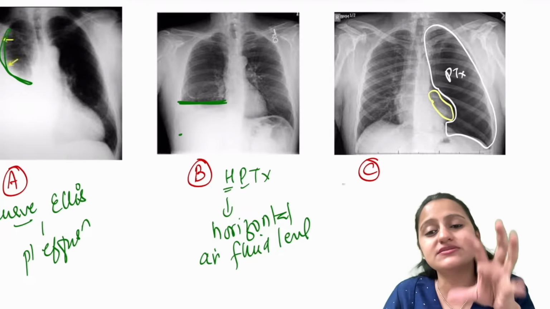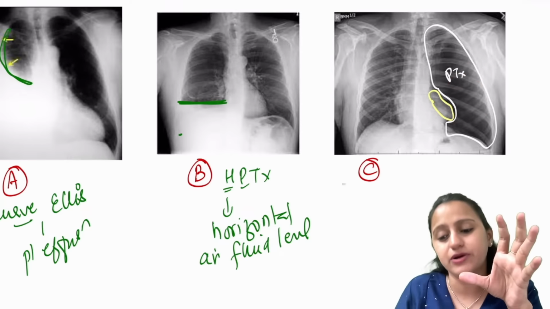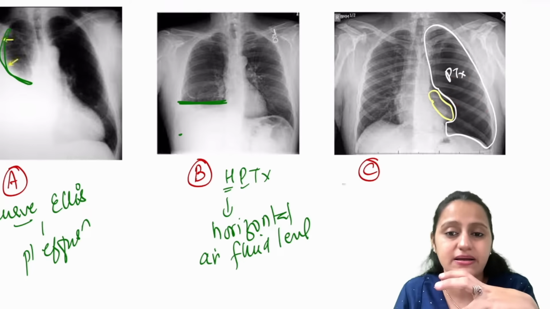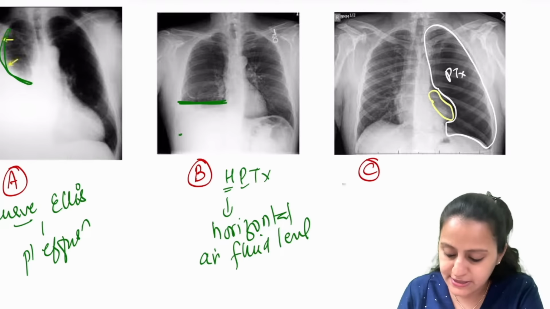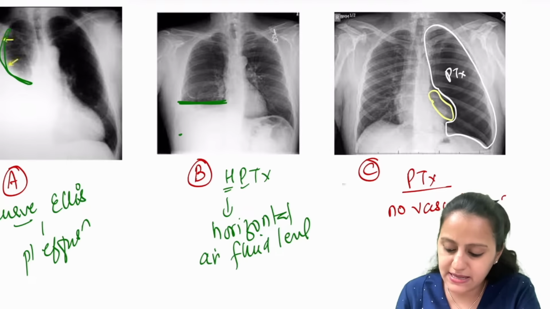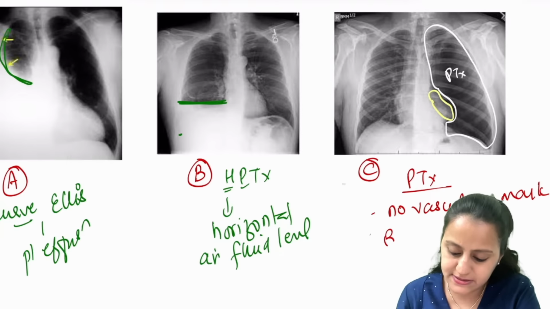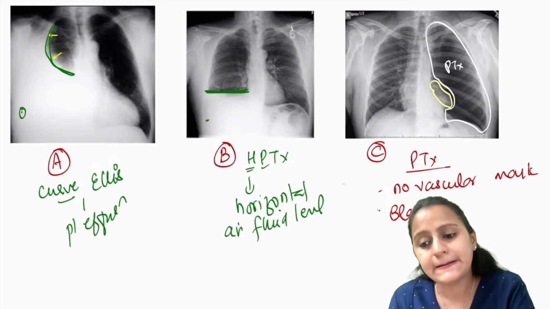So how do you differentiate this is normal lung or pneumothorax? It appears more jet black because it does not have the vascular markings. Normal lung has these white vascular markings. So remember, pneumothorax will be black without any vascular markings. It is going to be black without any vascular markings.